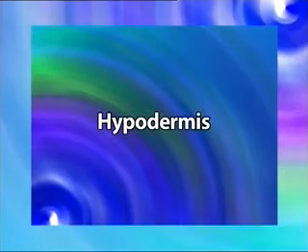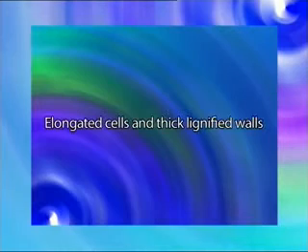Now hypodermis. Hypodermis consists of patches of sclerenchymatous cells located below the epidermis in the ridges. These cells are elongated and have thick lignified walls. They provide mechanical strength to the plant.